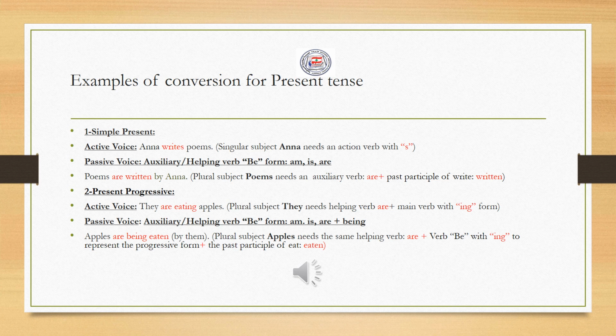Then we add being that represents the progressive form, and we change the main verb eat into the past participle form eaten. The prepositional phrase in this sentence is optional because the doer of the action is unknown. So the sentence becomes apples are being eaten, or apples are being eaten by them.